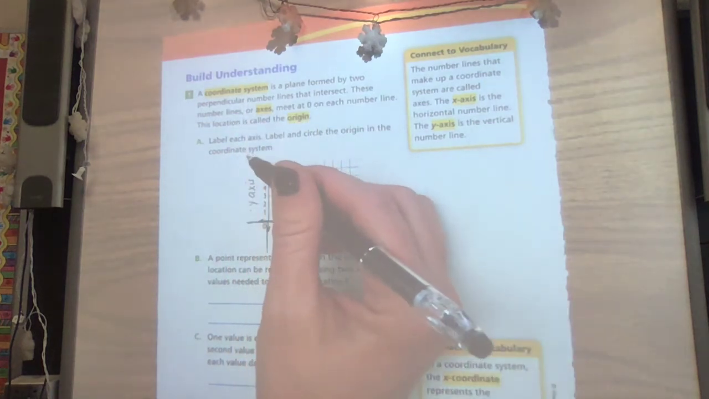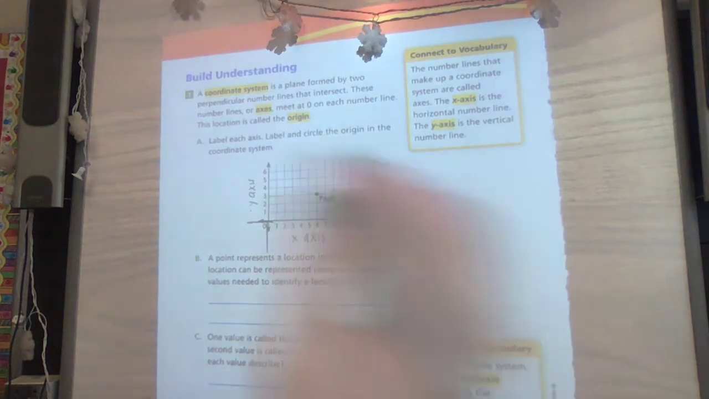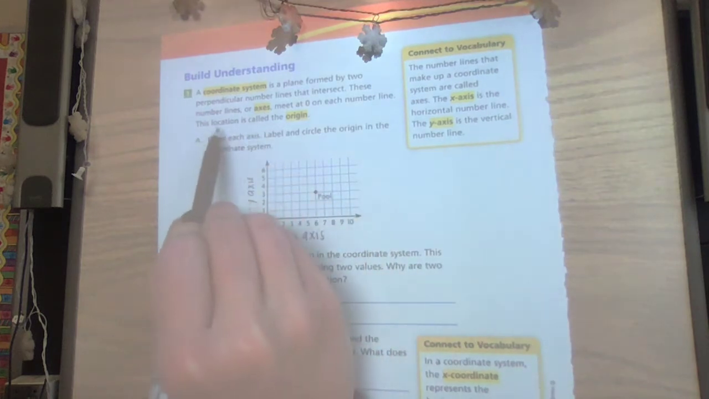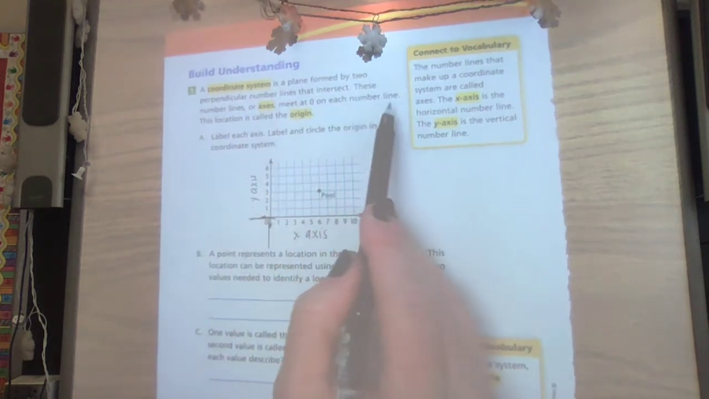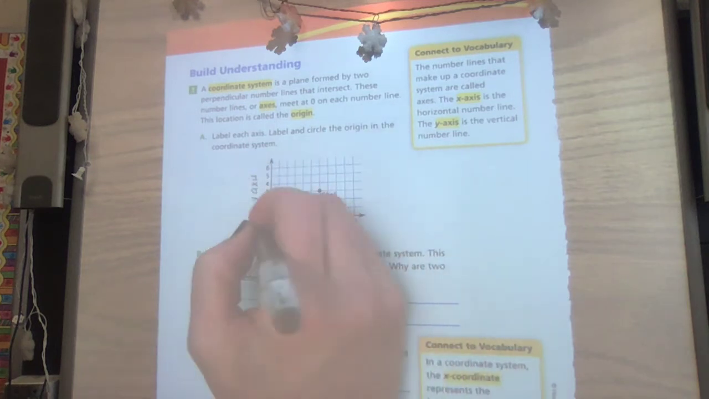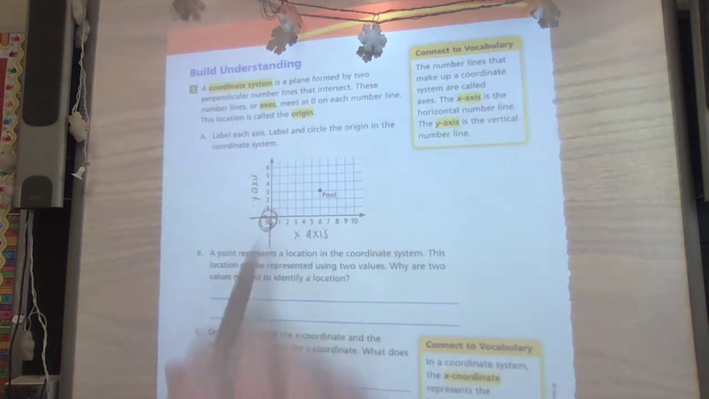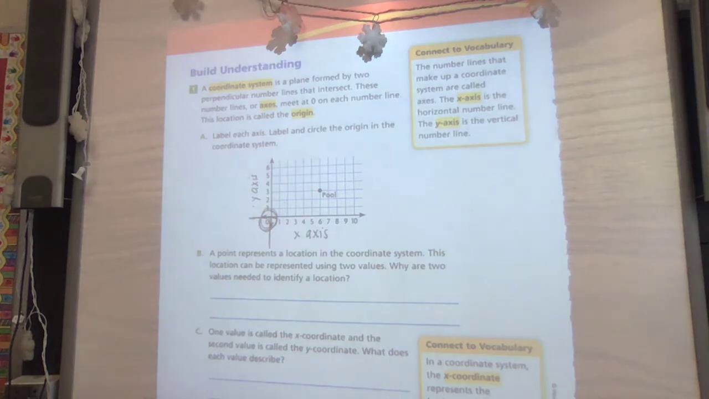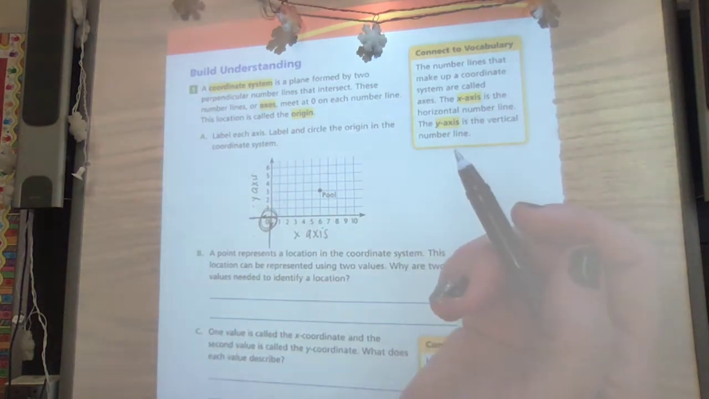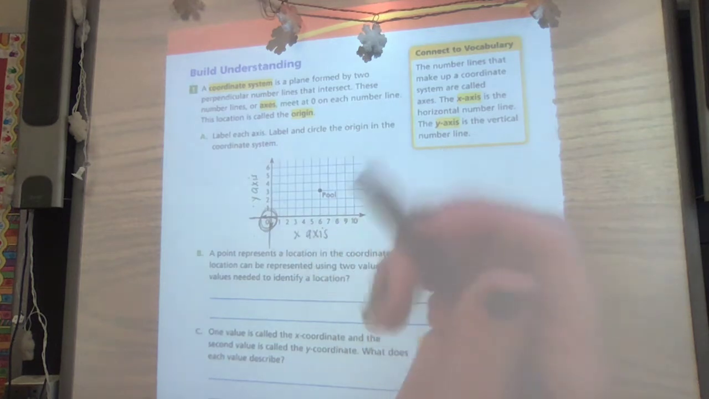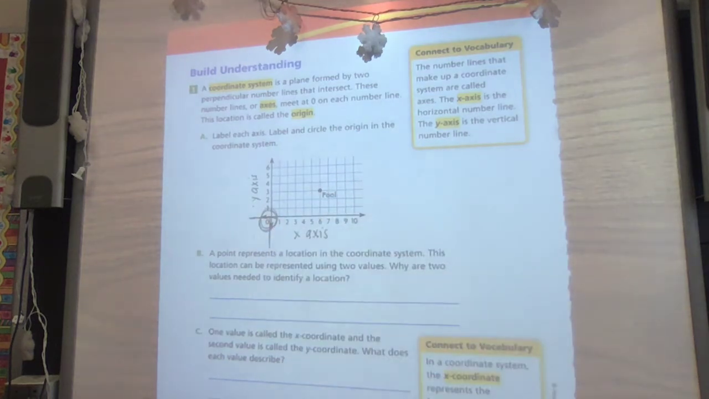It says label each axis and circle the origin. Now our origin, it says these number lines or axes meet at 0 on the number line, and this is called the origin. So we're supposed to circle that origin. You're going to see that vocabulary used because they may say start at the origin and move to the right, and so you're going to need to know what the origin is and where it's found.